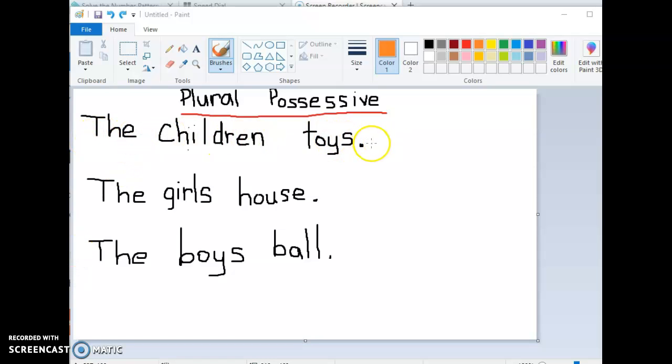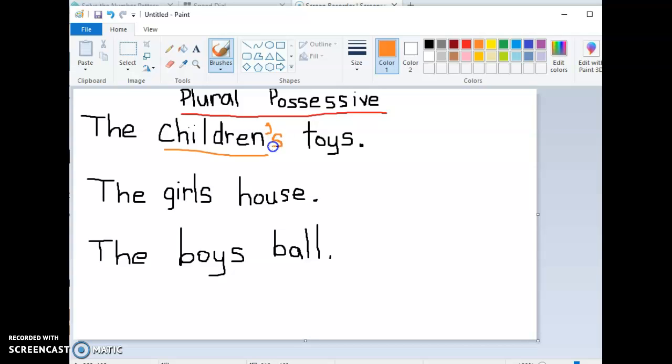The children toys. Whose toys? Who does it belong to? The children. So the noun here that we need to change to the possessive form is the word children. And children is plural. The singular form of the word children is the word child. So if it had child, then it would be talking about one, but it has children, so it's talking about more than one child.